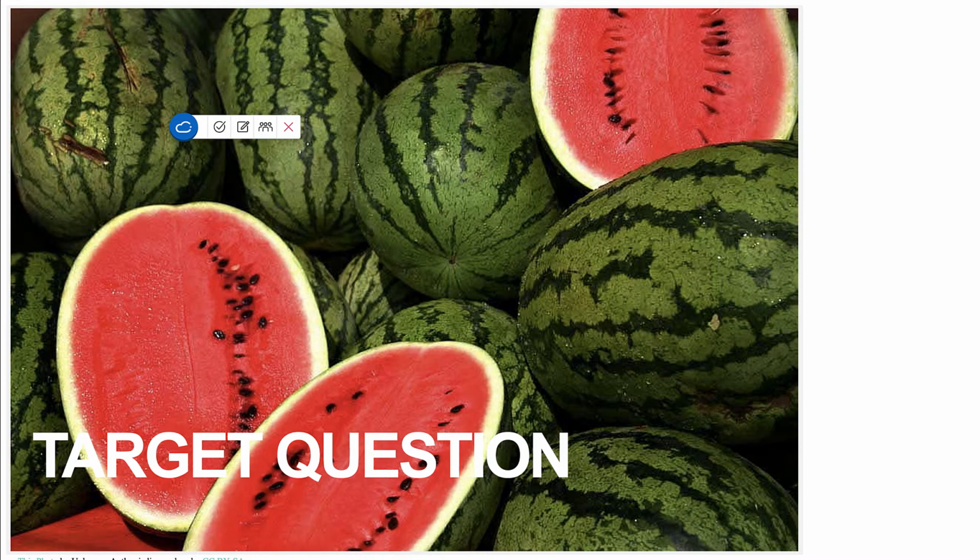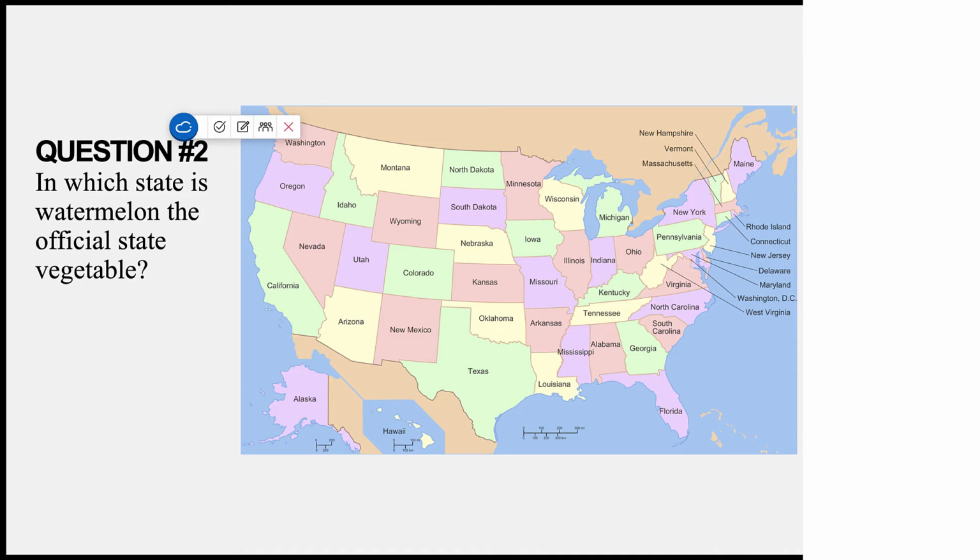Or you'll see here I have this picture. In which state is watermelon the official state vegetable? I have a map of the 50 states here. I'm going to again open the question. In order to do that, I go to polling, and this time I'm going to go to target. So I'll hit play.